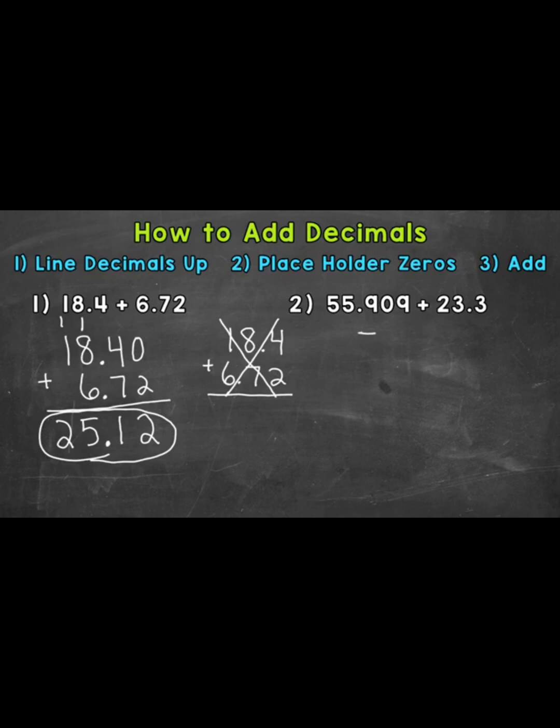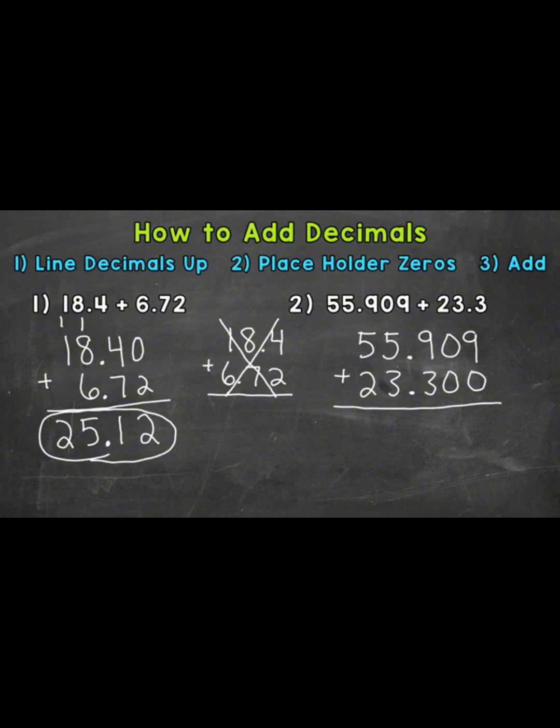So 55 and 909 thousandths plus 23 and 3/10. So we can use placeholder zeros to line this up a little better. So we can place some zeros to the right of 23 and 3/10. Remember, zeros to the right of a decimal do not change the value. That's an equivalent decimal, so we can do that.